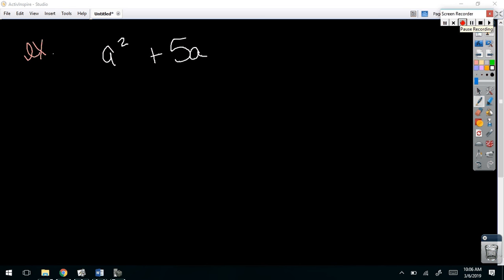What is the GCF here? 1. A to the first power. 1a to the first. You're both right. How do you know that? The biggest thing you can divide everybody by is 1. And they also share an A. Let's put that on the outside. What's left inside? A plus 5.